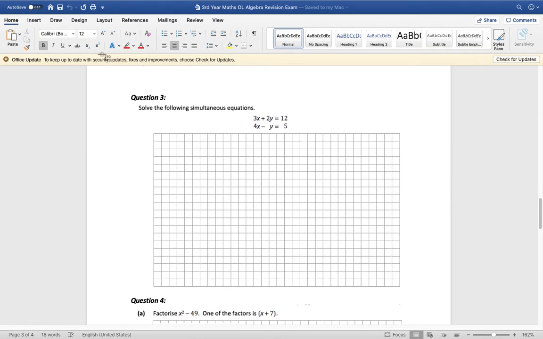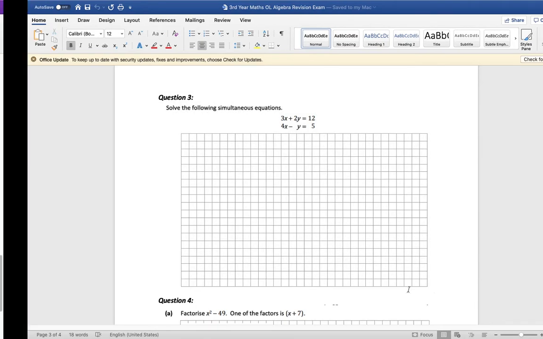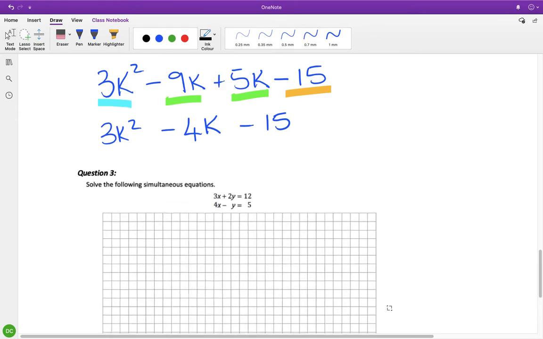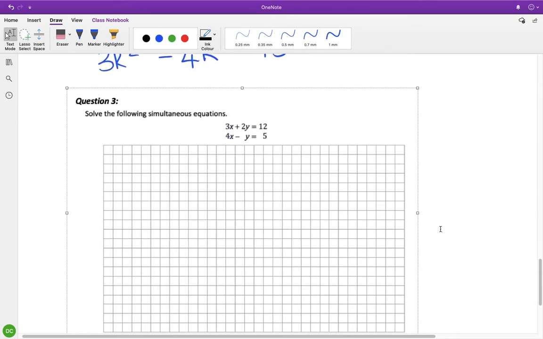Okay, question 3 is a simultaneous equation. So these are the ones where you have to get the x's to have the same number but opposite sign. Okay, so if I want to make these the same number, the number I'm going to make them is 12, because I can multiply this 3 by 4 and it will be 12, and I can multiply this 4 by 3 and it will be 12.